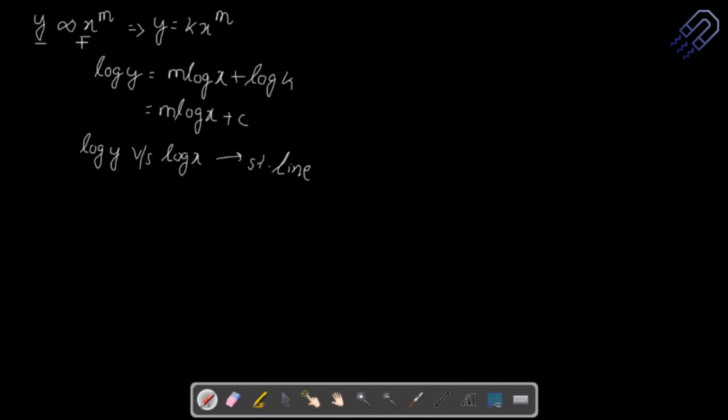If it's a square, let's say you remember this, y square is equal to 4ax. That's the equation of a parabola. So here one variable is dependent on the square of the other, so you're going to get a parabolic graph. Here also, if this m value becomes 2, you're going to get the graph as a parabola. And log y versus log x is going to give a straight line.